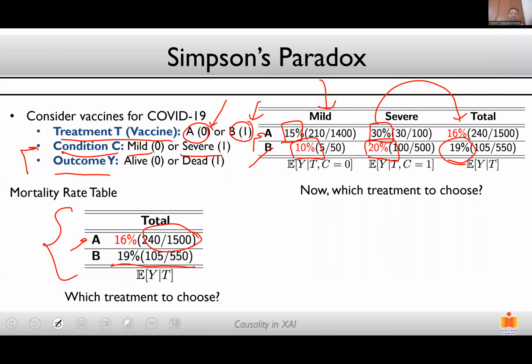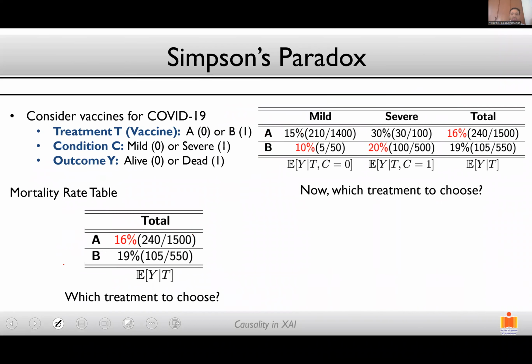Now, this is intriguing, right? Because now you notice, if you look at the total mortality, vaccine A is lower than vaccine B. But then if you look at the individual mortalities, vaccine B is actually lower on both mild conditions and severe conditions. This setup is known as Simpson's paradox. On both conditions, mortality of vaccine B is lower, but the overall mortality of vaccine A is lower.